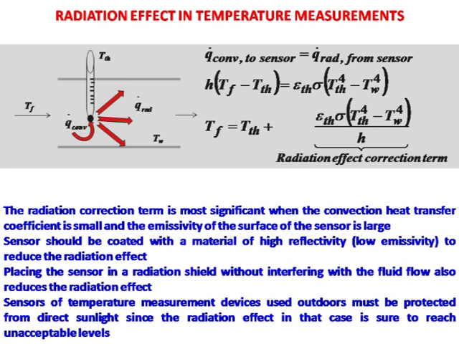For example, if water is flowing, this radiation effect error will be very small. But if it is air and the velocities are low, H will be low, then this error will be very high. Or the deviation, error may not be the right term, the deviation would be high. So, if I have to keep the deviation low, I have to keep this H high, and the epsilon, that is the emissivity of the thermocouple, has to be as low as possible.